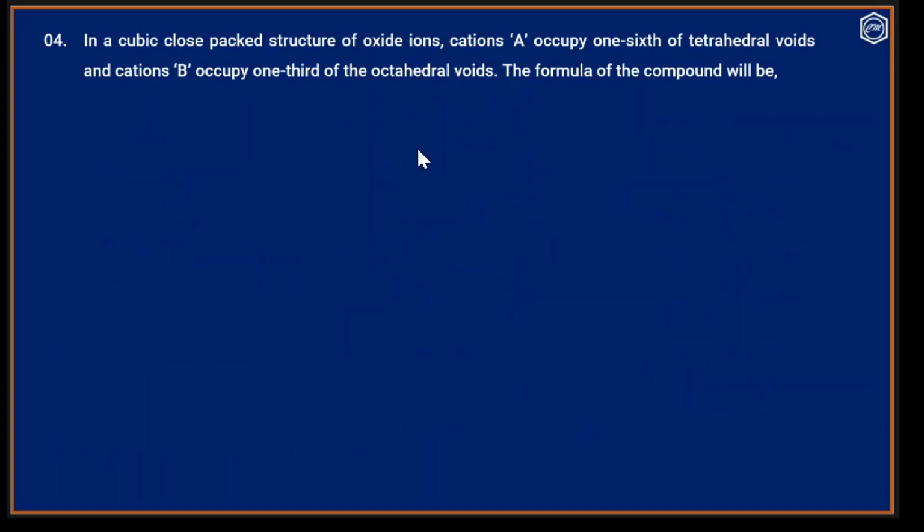In a cubic close packed structure of oxide ions, cations A occupy 1/6 of tetrahedral voids and a cation B occupy 1/3 of the octahedral voids. The formula of the compound will be option 1, AB2O3, option 2, A2BO3, option 3, ABO3, option 4, A2BO3.